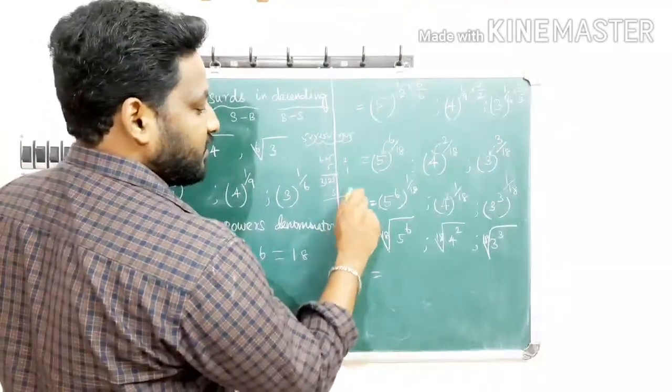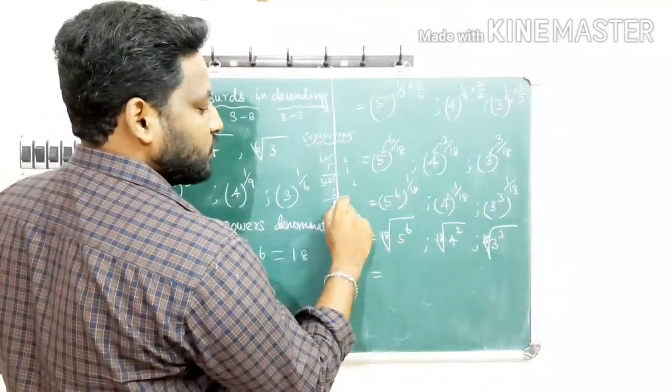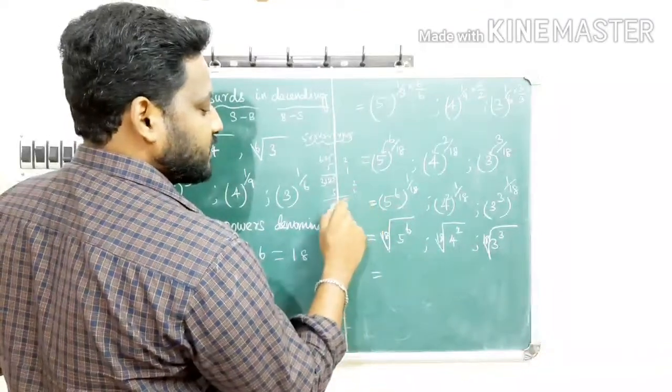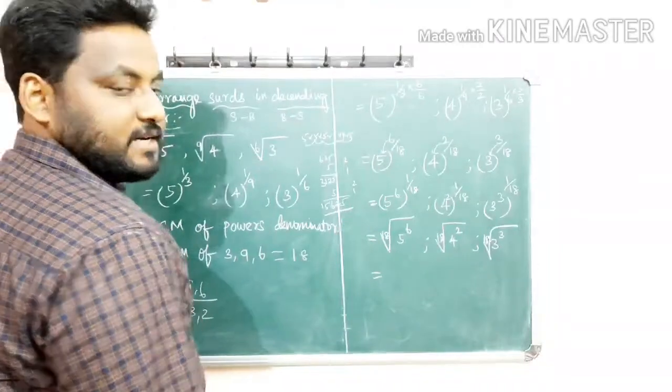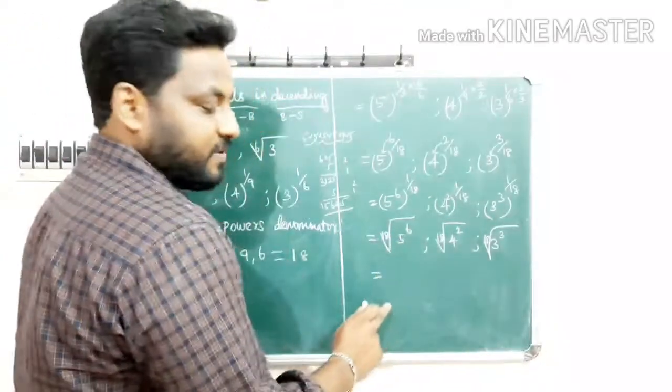5 5s are 25, remaining 2. 5 2s are 10 plus 2, 12. Remaining 1. 5 1s are 5 plus 1, 6. 5 3s are 15. So 15,625. This is the value of 5 power 6.